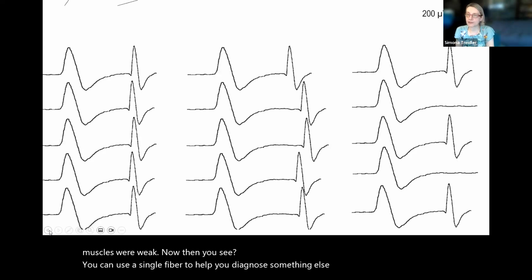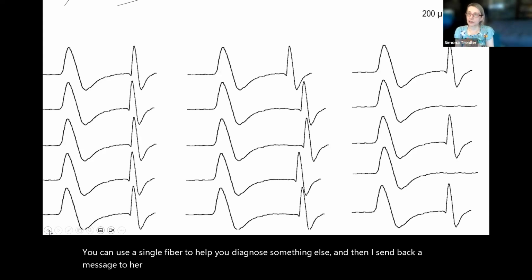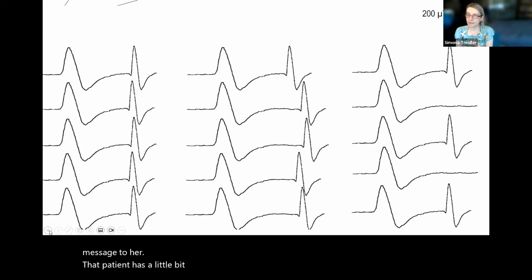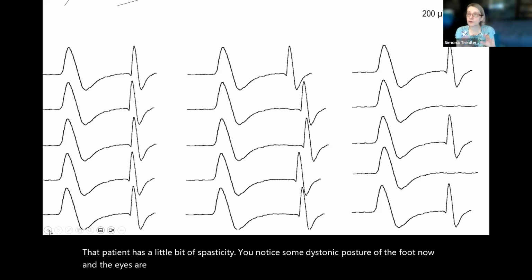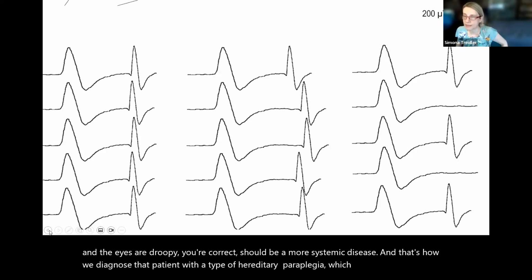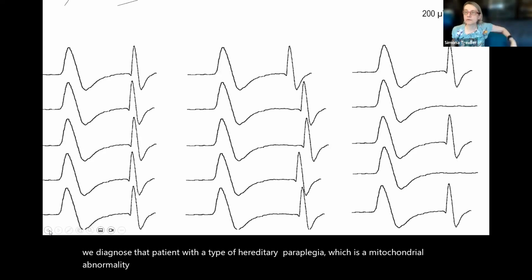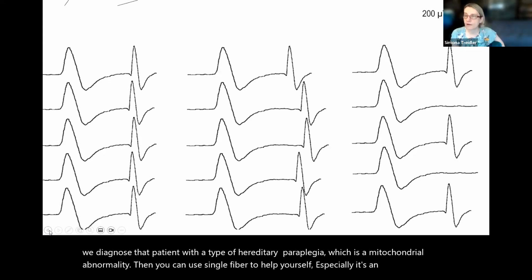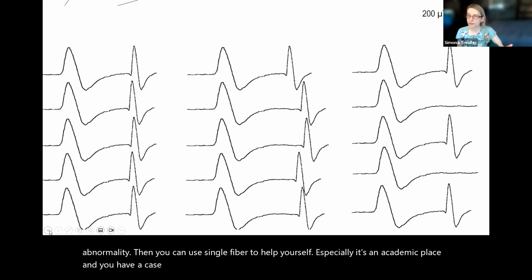Then I sent back a message to her. That patient has a little bit of spasticity. You notice some dystonic posture of the foot, and the eyes are droopy. You're correct, it should be a more systemic disease. That's how we diagnosed that patient with a type of hereditary spastic paraplegia, which is a mitochondrial abnormality. So you can use single fiber to help yourself, especially in an academic place, when you have a case like that with ptosis.